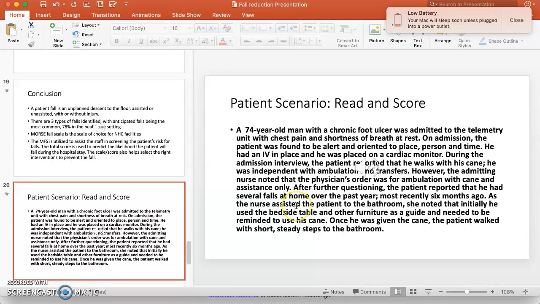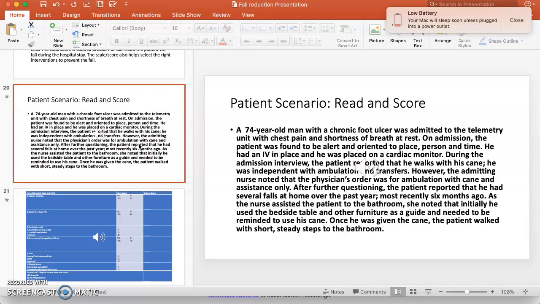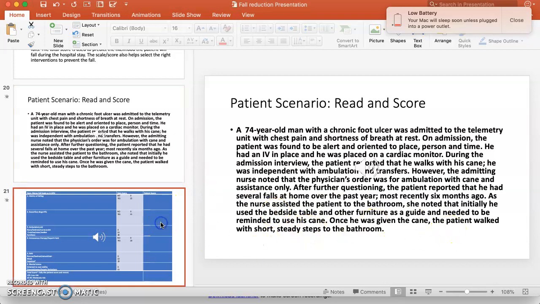During the interview, the patient reported that he walks with his cane, independent with his cane. However, the admitting nurse noted that the patient's orders for ambulation was with cane and assistance only. After further questioning, the patient reported that he had several falls at home over the past year, most recently 6 months ago. As the nurse assisted the patient to the bathroom, she noted that he initially used the bedside table and other furniture as a guide and needed to be reminded to use his cane. Once he was given the cane, the patient walked with short, steady steps to the bathroom.